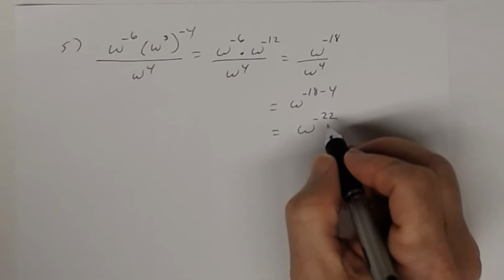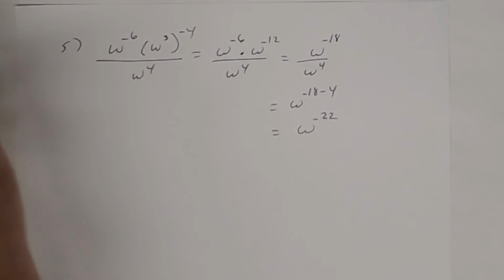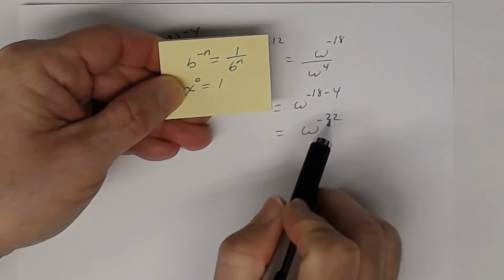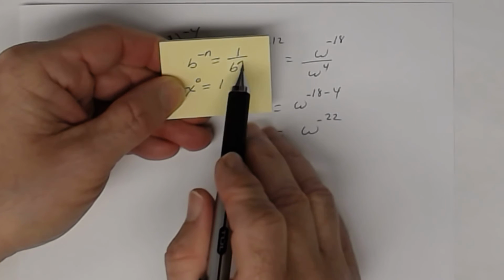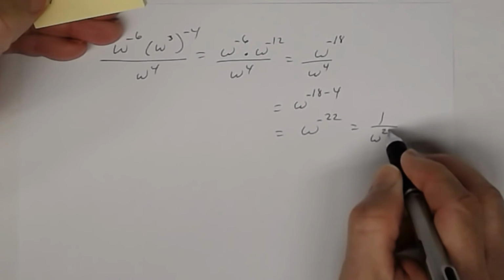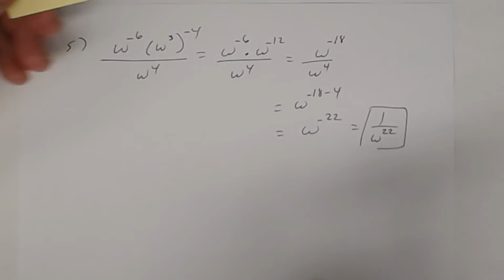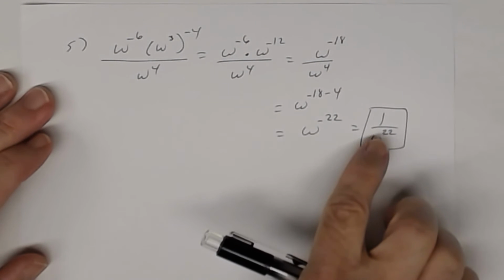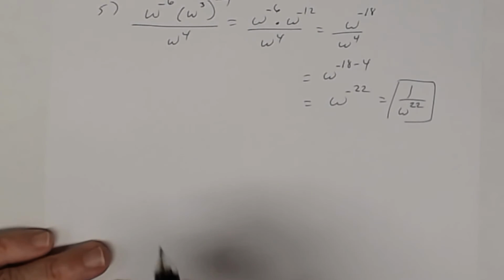And now we're going to use our negative exponent rule. So b to the negative n is 1 over b to the n. So w to the negative 22 is 1 divided by w to the 22nd power. All right? So always make sure that your answers are simplified and there are no negative exponents.